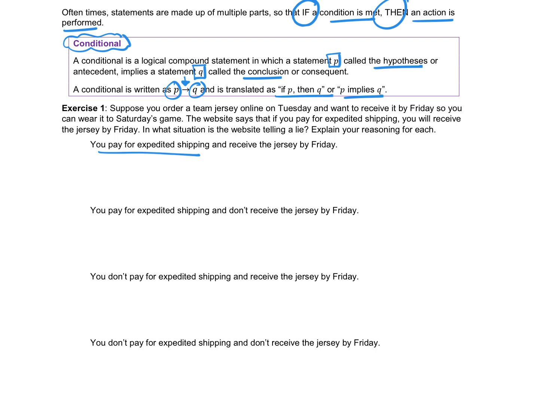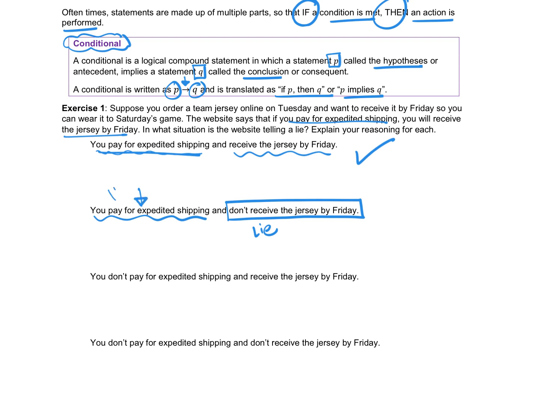Well, it said on the website that if you paid for it, then you would receive it by Friday. So if we did pay for it and we received it, then they're doing their job. It's true. Now, if we pay for expedited shipping and we don't receive it by Friday, then that would really be a lie because they said if we did that, then this would happen. So we did not receive that jersey by Friday, so that would be considered a lie.